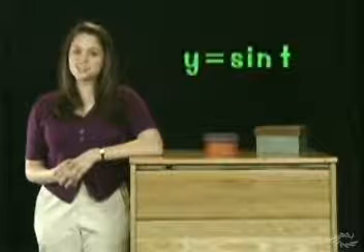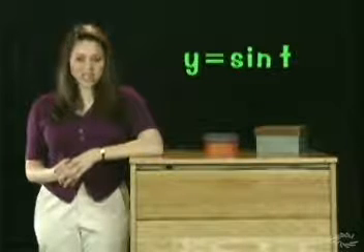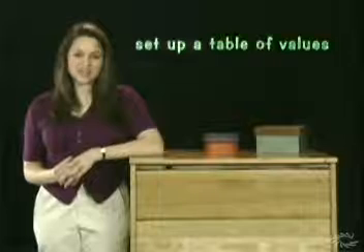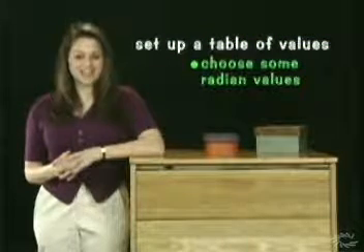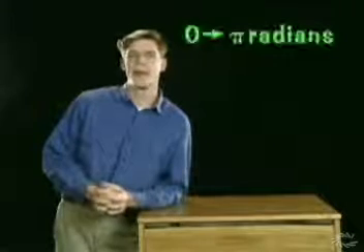The first trig function we'll graph is a sine curve. We'll start with the graph of y equals the sine of t. So the first thing we need to do is to set up a table of values. Remember, we're just choosing some radian values, then finding the sine value. We're just using radian values for our table to keep things simple. You can also use degrees if you want to. Let's choose values from 0 to pi radians.